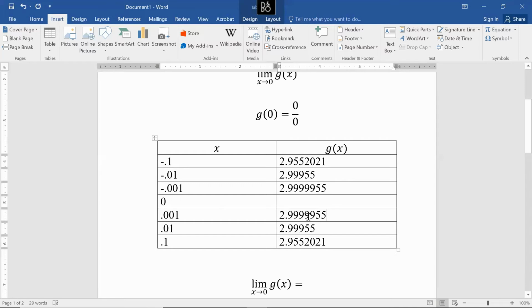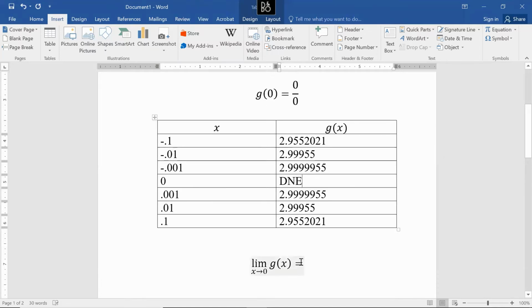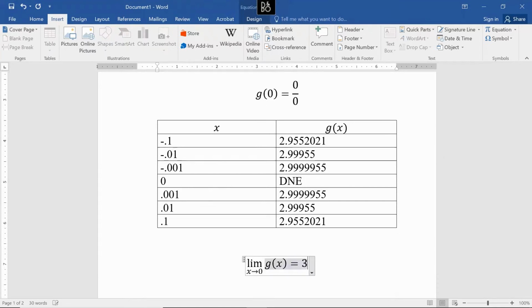So while plugging in 0, the output of the function does not exist, you can see that as you get closer to 0, the function is tending towards 3. It looks like it's tending numerically towards 3. So we would say the limit of g of x is equal to 3 as x approaches 0, obviously.